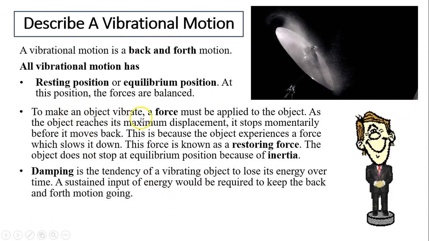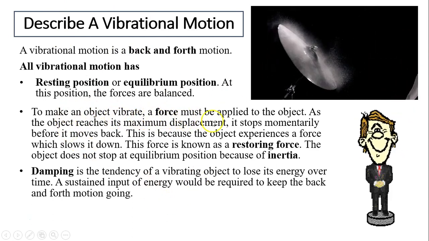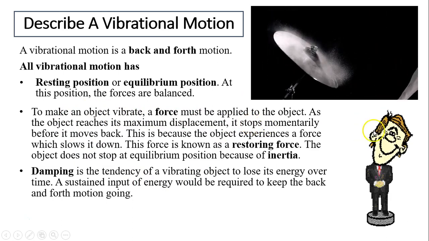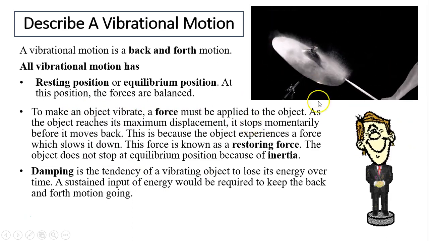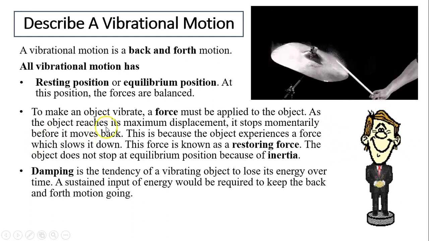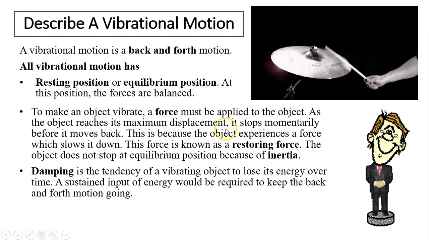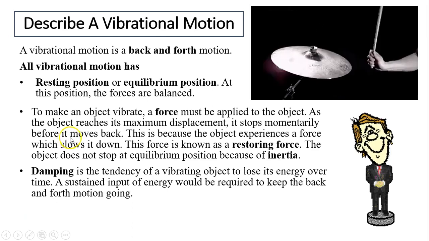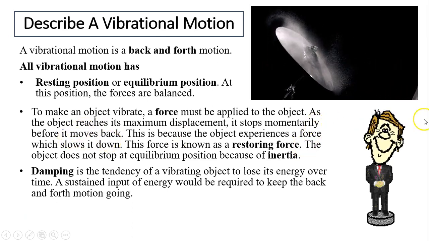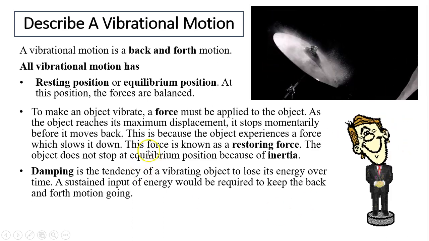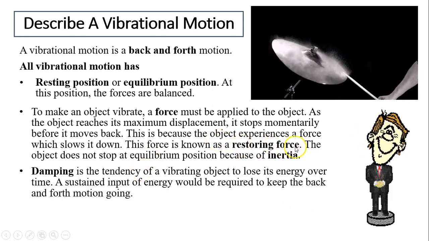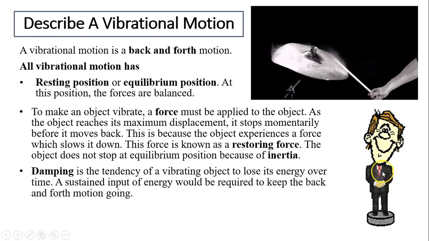To make the object vibrate, a force must be applied. You have to push the head to start it. You have to hit the symbol to make it vibrate. As the object reaches its maximum displacement, it stops momentarily before it moves back. As the bobblehead comes to the side, it goes back. Why does it go back? Because there is a restoring force pulling it back.